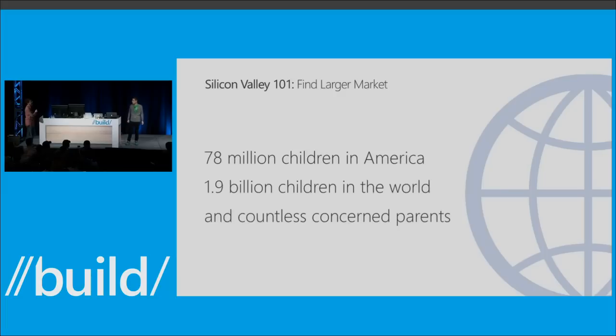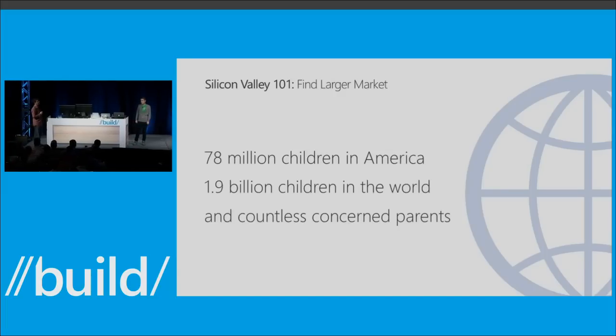But this is the key. For every child, there are on average 1.8 concerned parents. Very concerned parents. This is a big market, guys. This is a huge market. We're talking about 6 million people. So this is what we're going to do. We're going to go after that large market.